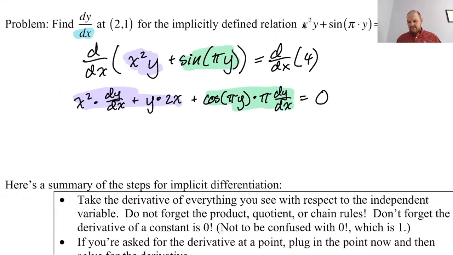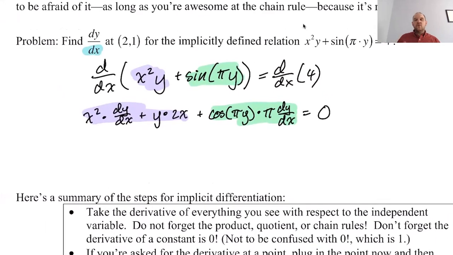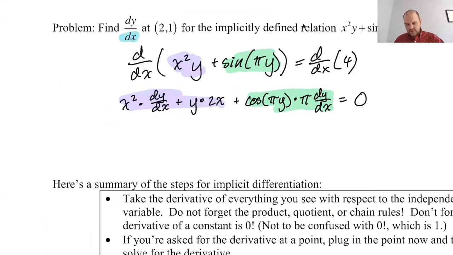All right, now we want to solve. Well, do we want to solve for dy dx? Or do we want to find the value of dy dx? I think we want to find the value. That's the problem. So I'm going to say at the point (2, 1), and now I'm going to substitute for x and for y. So every x I see becomes a 2. So this will be 4 dy dx plus 1 times 2 times 2, so plus 4, plus the cosine of pi is -1, so negative pi dy dx.